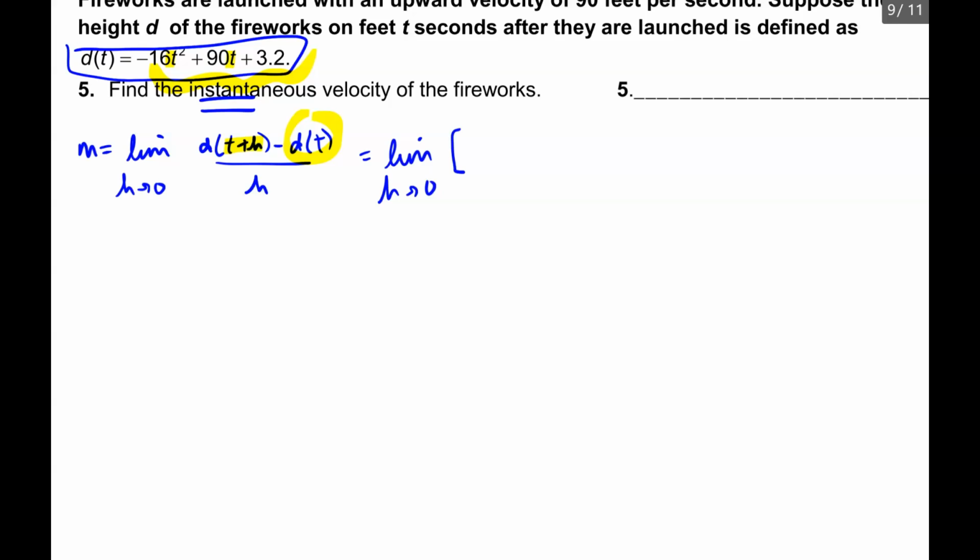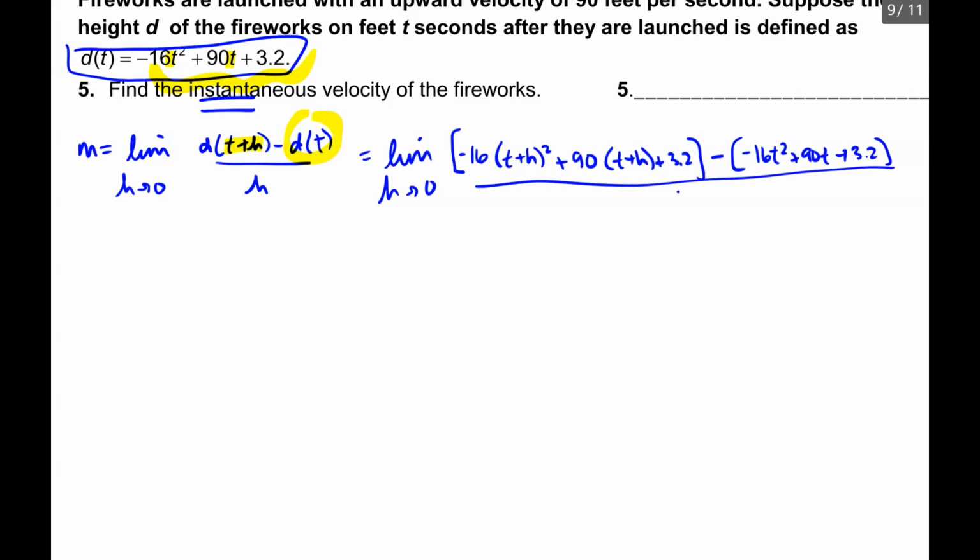Okay, so negative 16 times t plus h squared plus 90 times t plus h plus 3.2. And we're subtracting literally the exact equation, over h. This one's a little longer, but it's fine.